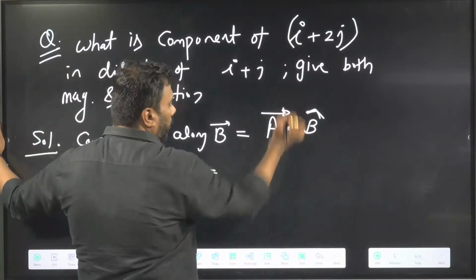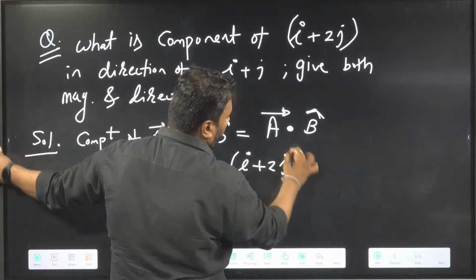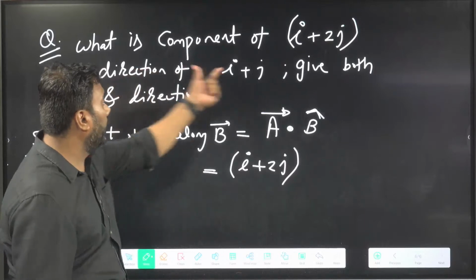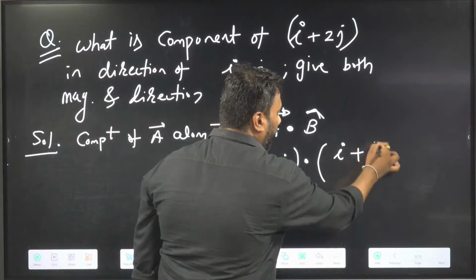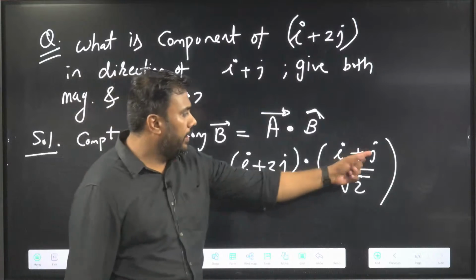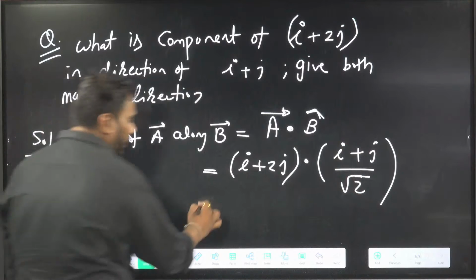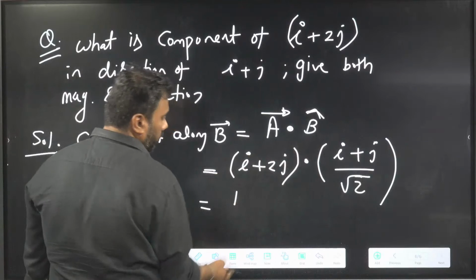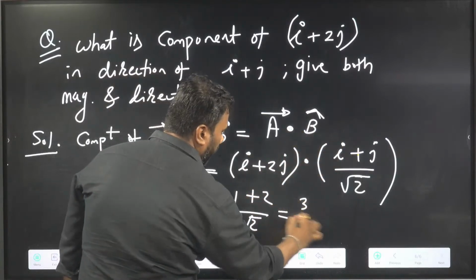Now how to solve this? What is the first vector here? I plus 2j. I want the component of this in the direction I plus j. So I will take the dot product with the unit vector of I plus j. What is the unit vector of I plus j? I plus j divided by root 2. So now solve this. Take this dot product. 1 into 1, 2 into 1, divided by root 2. So the answer will be 3 by root 2.